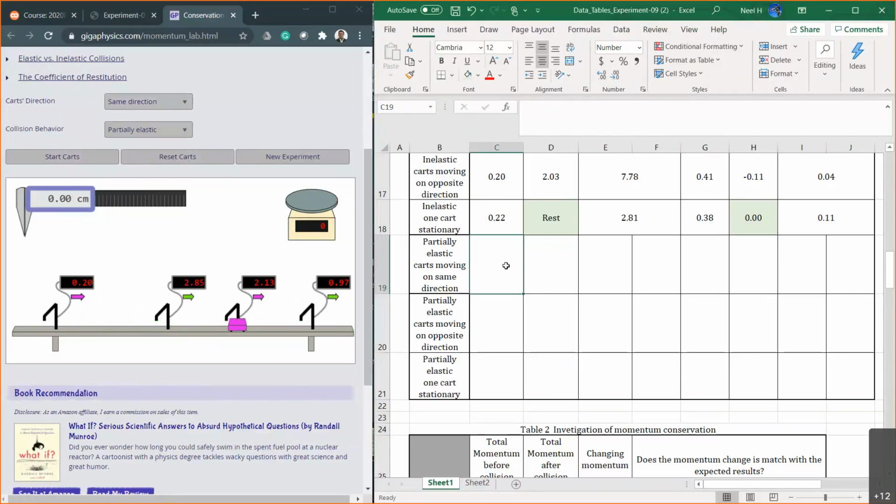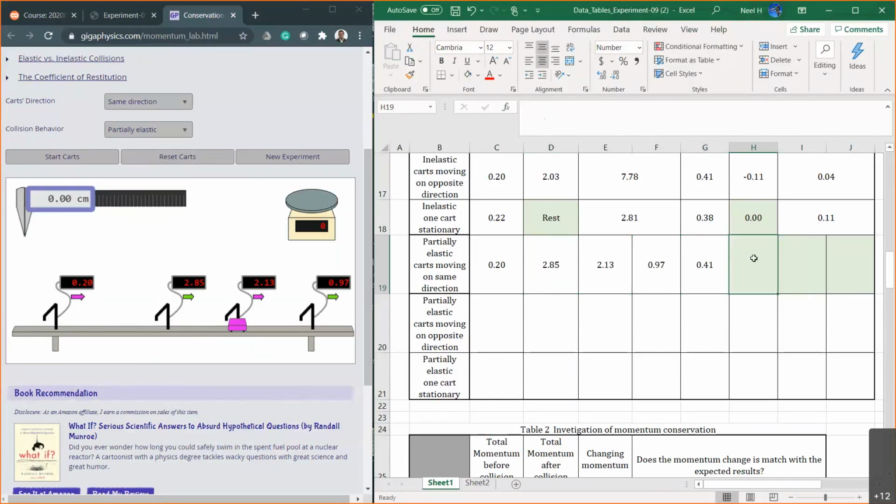Card number 1 before the collision, 0.20. Card number 2 before the collision, 2.85. It's moving very slowly. Card number 1 after collision, 2.13. It starts moving very slowly. Card number 2 after collision, it starts moving faster, 0.97. Now, I can't click and drag any of these 3, okay? You have to really do that calculation.